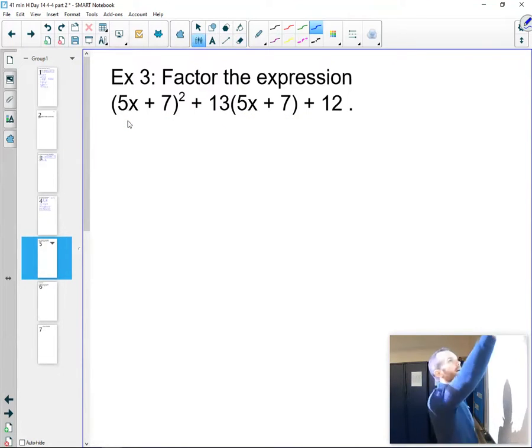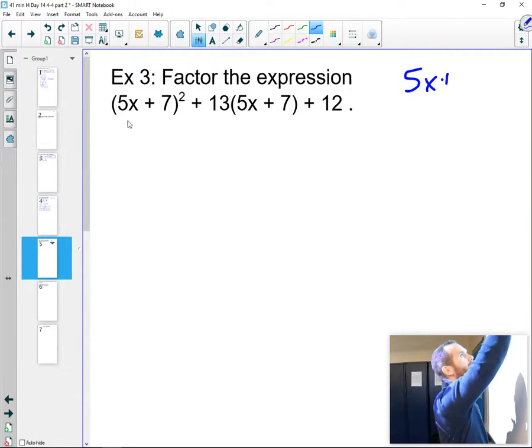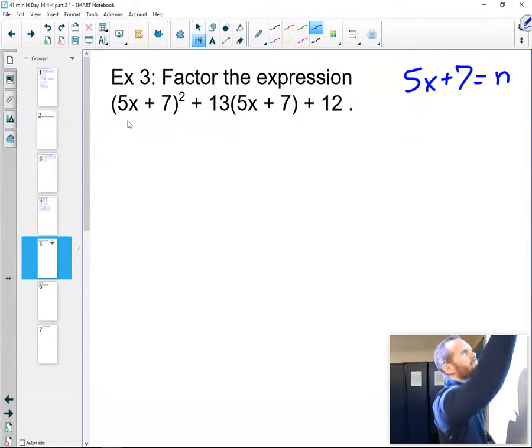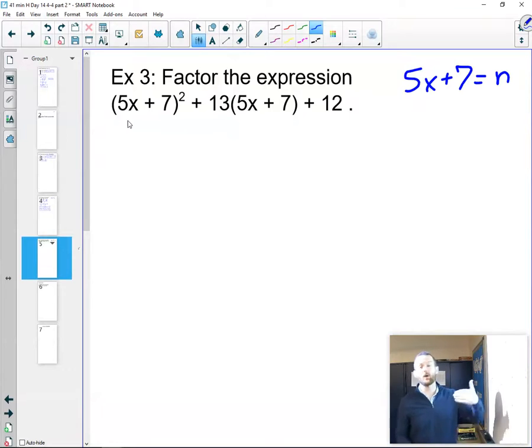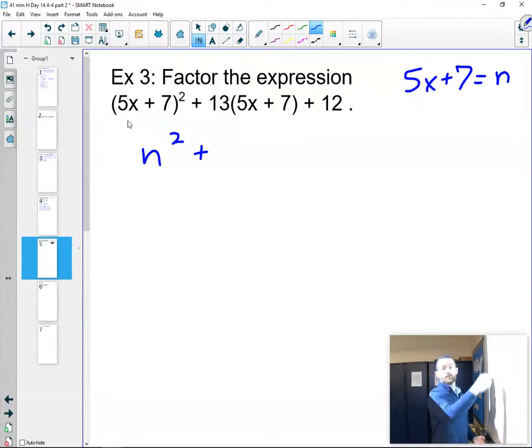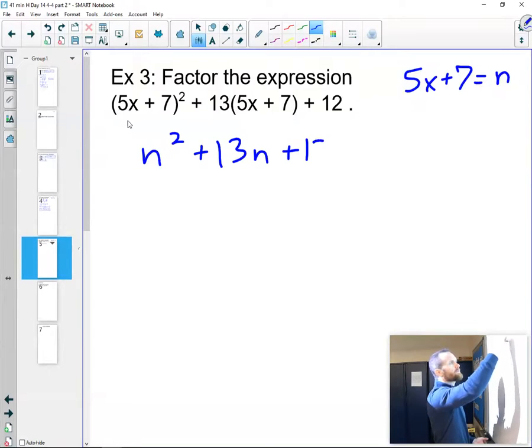Let's let that binomial 5x plus 7 equal n this time. It doesn't matter which variable you pick, so I'm going to pick a different one because I don't want you to think it always has to be y. Let's use n this time. So 5x plus 7 squared just becomes n squared, plus 13 times 5x plus 7 is just 13 times n, and the plus 12 just comes down.